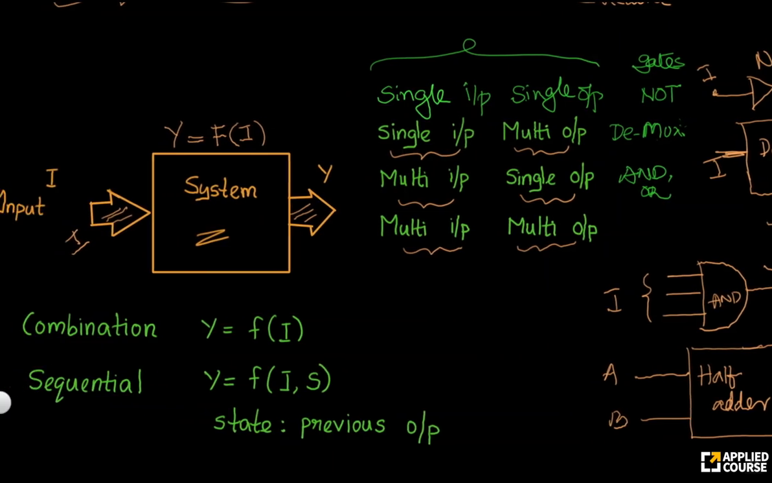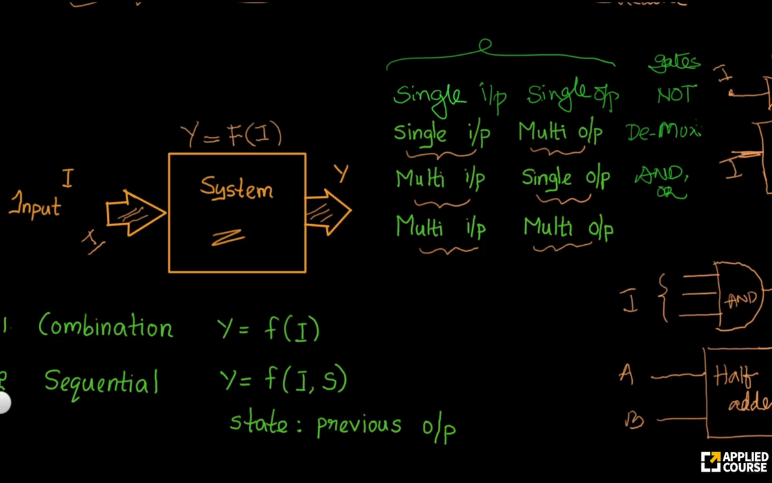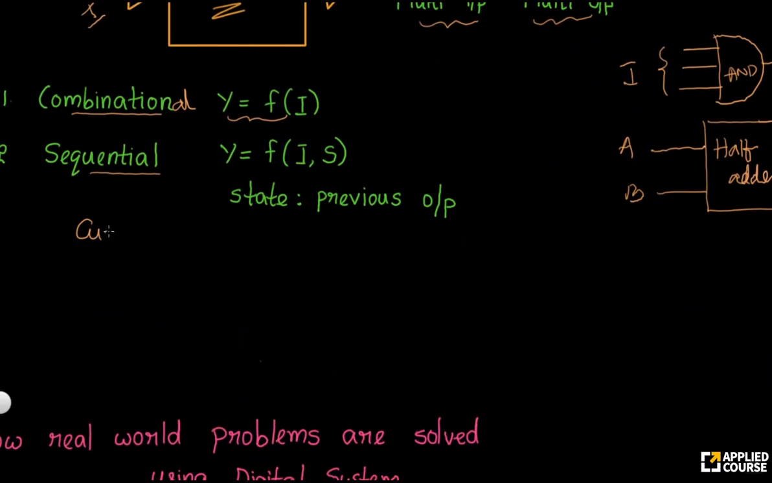Now we will further throw some light on the system behavior. Based on how the system is responding, digital systems are broadly categorized as combinational systems and sequential systems. In the case of combinational circuits, combinational functions or combinational systems, the current output depends only on the current input. That is y equal to f of I.